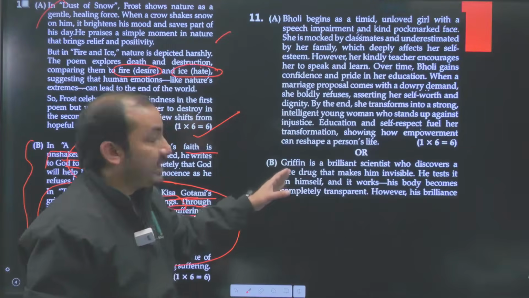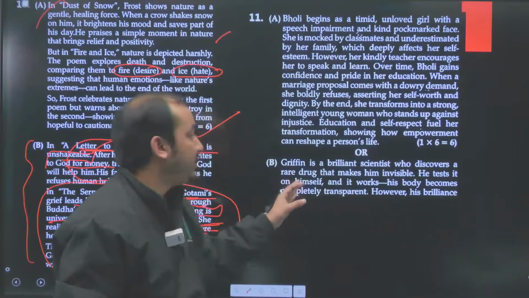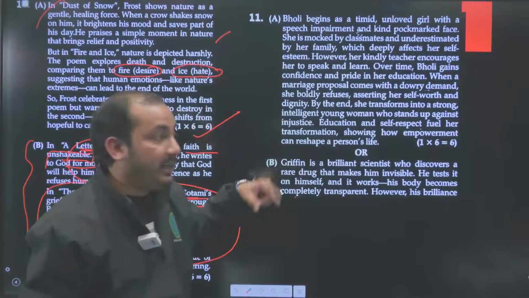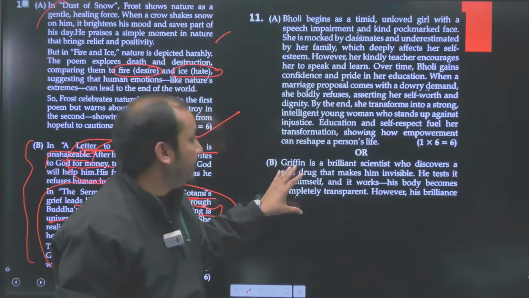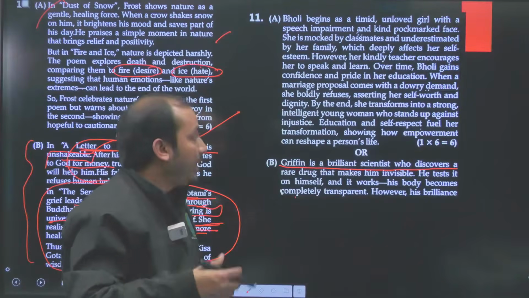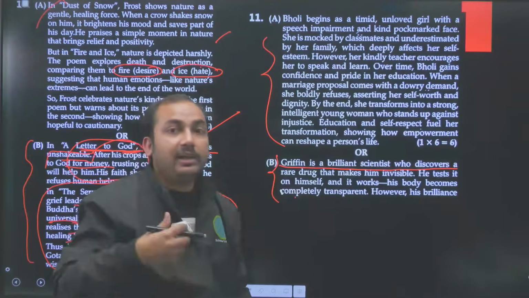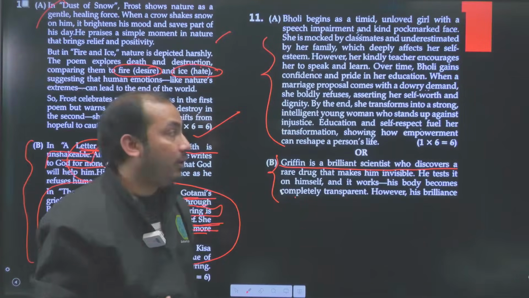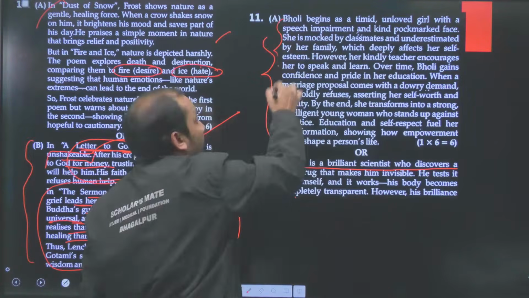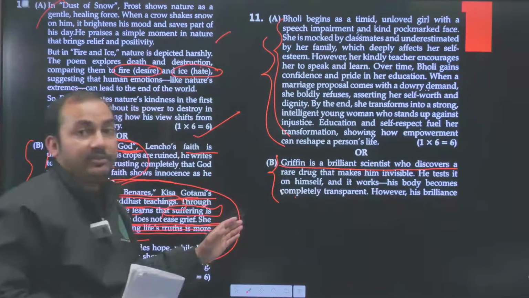And the second question is related to Griffin, a brilliant scientist who discovers a rare drug that makes him invisible. He tests it on himself and it works. His body becomes completely transparent. So we have to write the entire story behind this question. Means we have to write about Griffin, and after that we will describe by ourselves what we have seen in the character of Griffin. And in the first part, we have to write what are the things that changed the attitude of Bholi towards the society, what are the ways, what are the things she got, and who was responsible behind these changes of attitude of Bholi. So this was the last question that you have seen here.